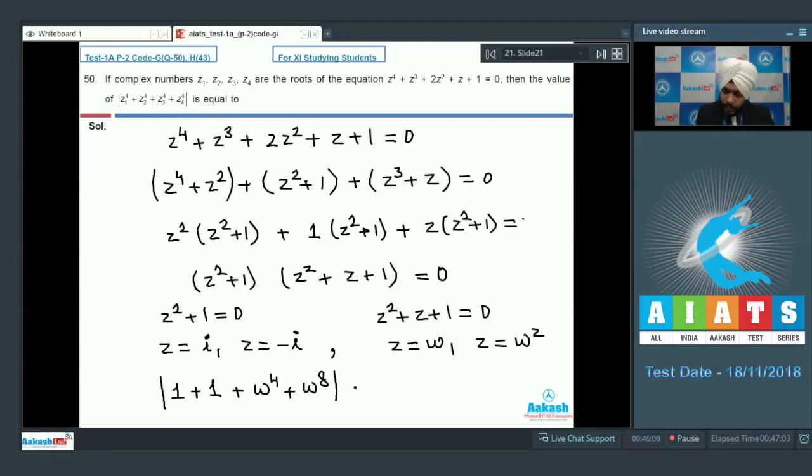I need the modulus of this. So 1 plus 1 plus omega power 4 is omega. Omega power 8 is omega square. Omega plus omega square, it is minus 1. So 2 minus 1, the answer is 1. 0, 1 is what you are going to fill in the OMR. Okay, the first natural number. Okay, so let us move on to the next section of this paper now.